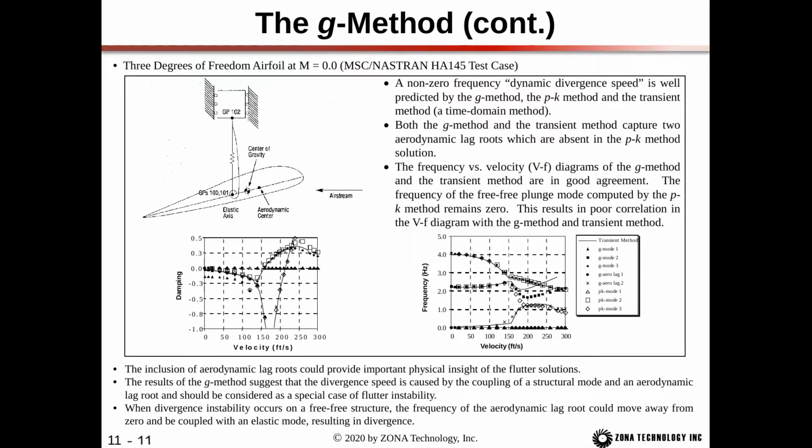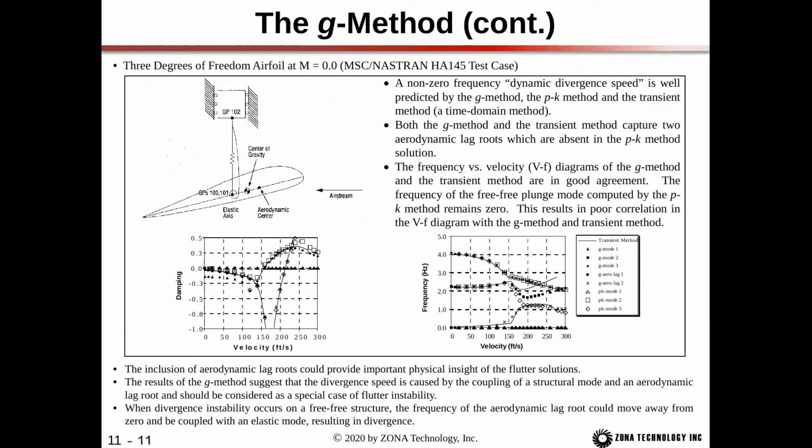So moving on with an example here with the G method, we have a 3 degree of freedom airfoil at Mach 0, which is the MSC Nastran HA145 test case. So a non-zero frequency dynamic divergence speed is well predicted by the G method, the PK method, and the transient method, which is a time domain method. And both the G method and the transient method capture two aerodynamic lag roots which are absent in the PK method solution. And the frequency versus velocity diagrams of the G method and the transient method are in good agreement.